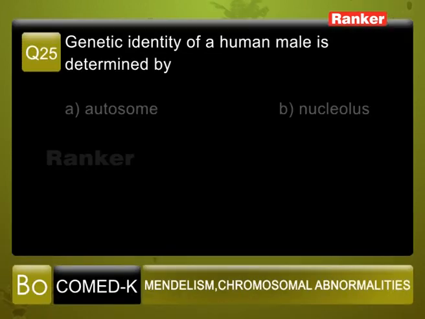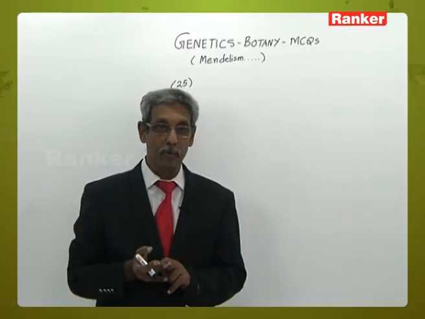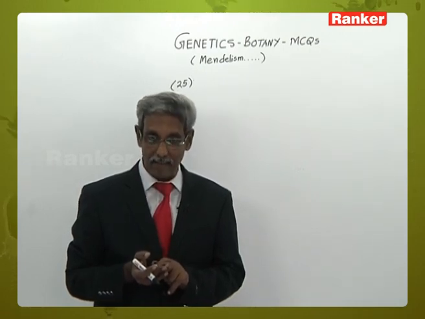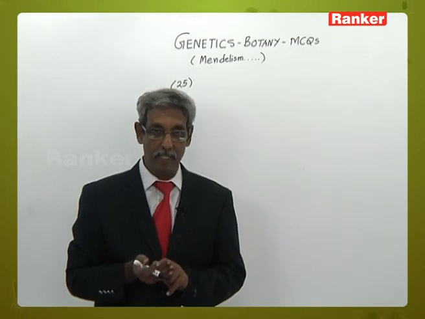The 25th question says the genetic identity of a human male is determined by autosomes, nucleus, sex chromosomes or cell organelles. Now, as you understand, autosomes are somatic chromosomes. The choice number A, autosome says somatic chromosomes. It's not determined by the nucleolus. Nucleolus has got only the chromatin and the RNA synthesis. The correct answer is C. C refers to sex chromosomes.